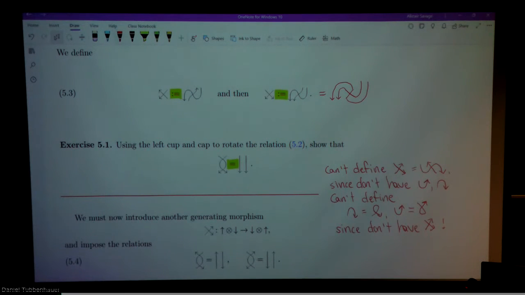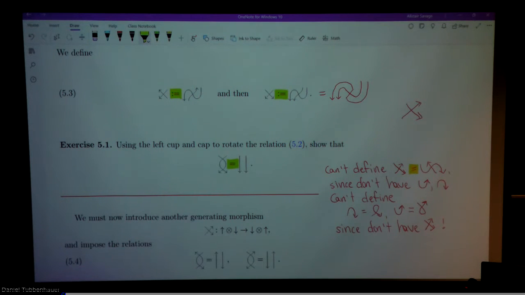Because what we're missing so far is this right crossing. And if you think you can't rotate anymore and get this right crossing using left caps and cups, what you would need is right caps and cups to define it like this from the upward crossing. But we don't have right caps and cups yet.